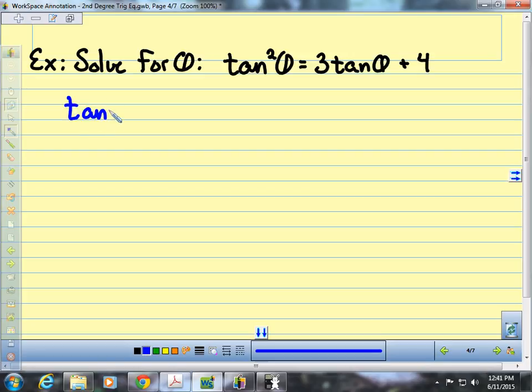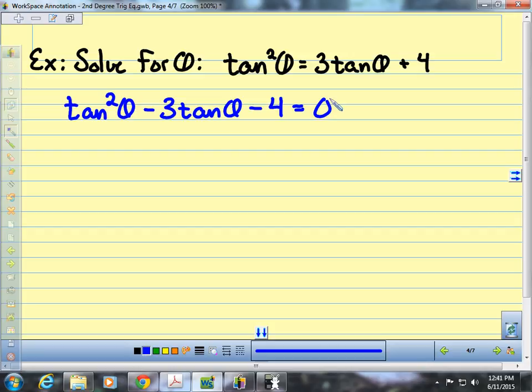Tan squared theta minus 3 tan theta minus 4 equals... Is this a more basic one or a more advanced one? Should I try to factor this one or no? Yeah, I should try to factor this one, right?